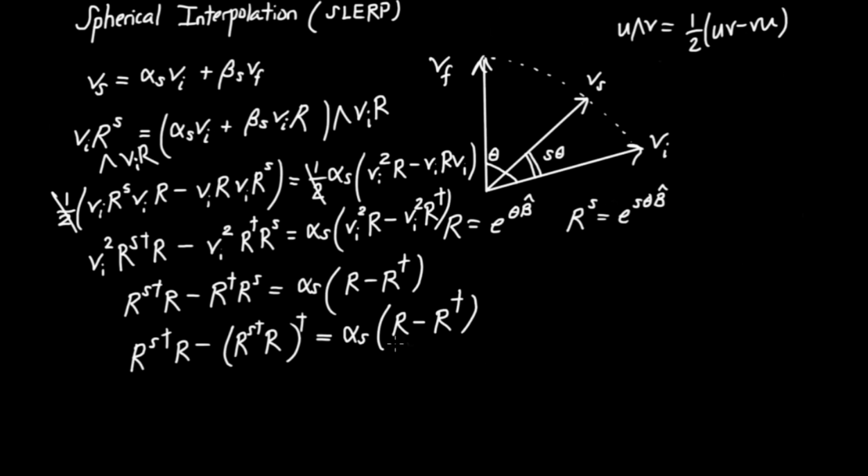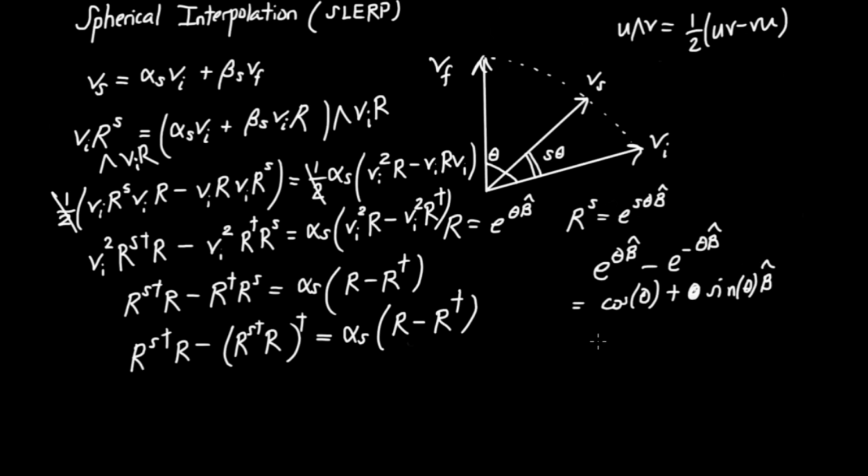Let me make that clear. Let's consider what r minus r dagger is. So r minus r dagger is going to be e to the theta times b hat minus e to the minus theta times b hat. Let's use Euler's formula. First term is equal to cosine theta plus sine theta times b hat. And just a reminder, you can use Euler's formula because b hat will square to minus 1.